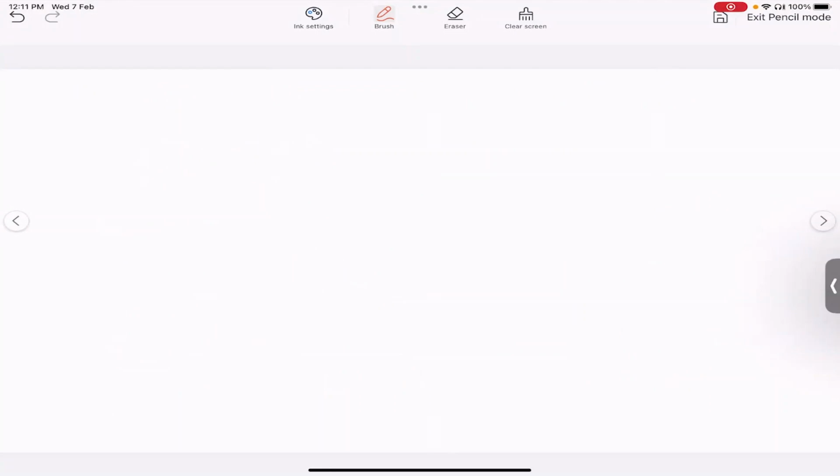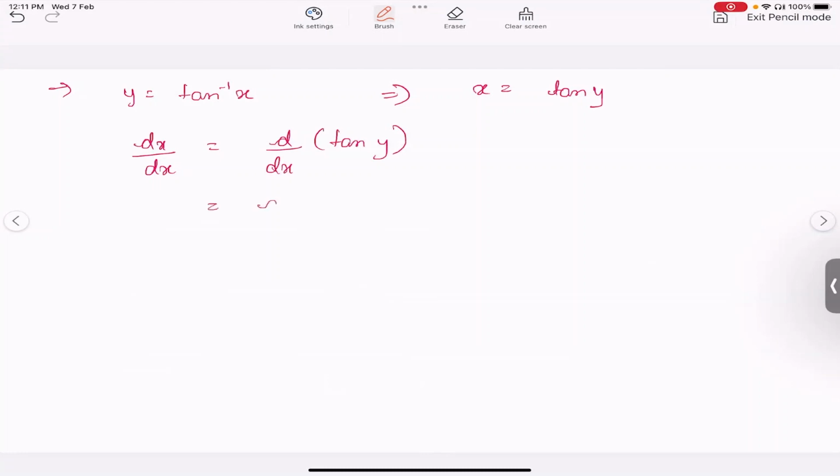So next we will move to tan inverse. Let's say y is equal to tan inverse x. This implies we will do the similar thing. We will write x in the form of y and take the derivative. dx by dx will be equal to d by dx of tan y, that will be equal to the derivative of tan y times dy by dx. Now we'll do the similar thing.